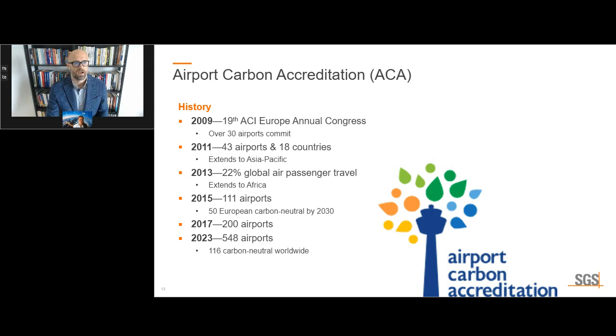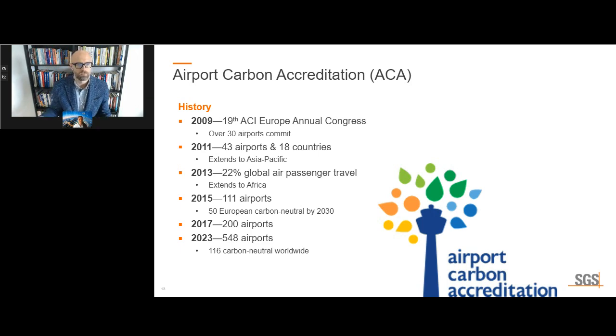2 more years, they had 111 airports, and then 50 European airports for the first time committed to being carbon neutral by 2030. And that was, just so you know, as we go through the steps and the different levels, kind of the most progressive, because you can start out just measuring, but as you go higher, then you get to carbon neutral. And then 2 more years, we had up to 200 airports. And then today we have 548 airports. Honestly, it does change every day. Sometimes there could be a new one, but the last we checked was 548, with 116 of them achieving a carbon neutral claim worldwide.